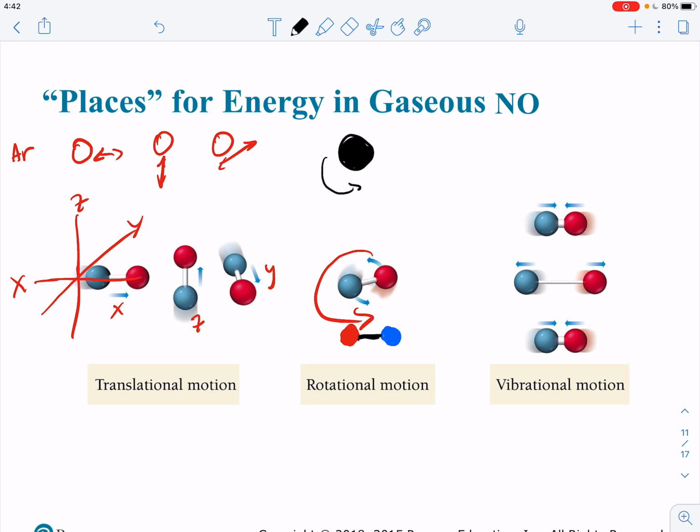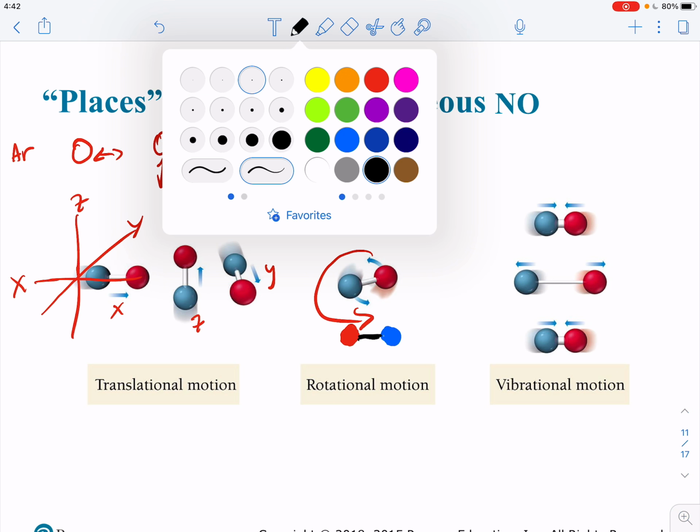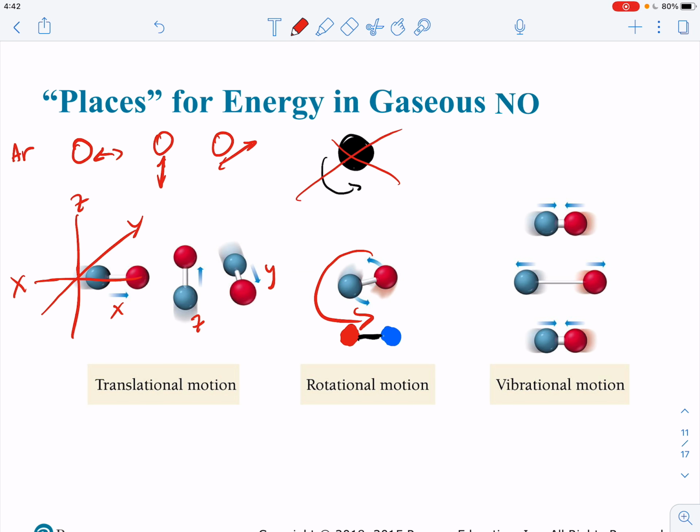There is no change in position of the atoms. You are not adding another equivalent microstate by just rotating the atom. So argon doesn't get any, there is no gain in entropy for doing that.